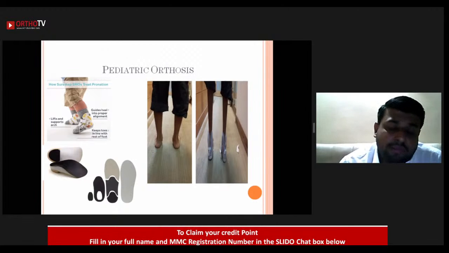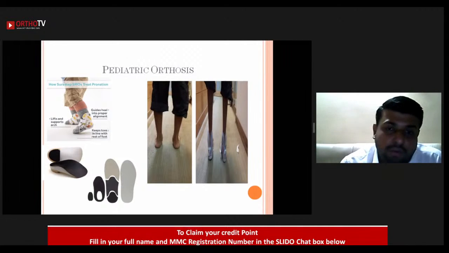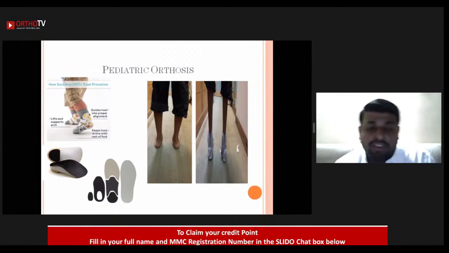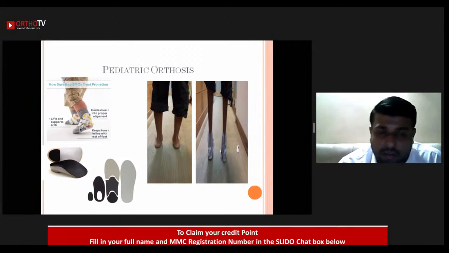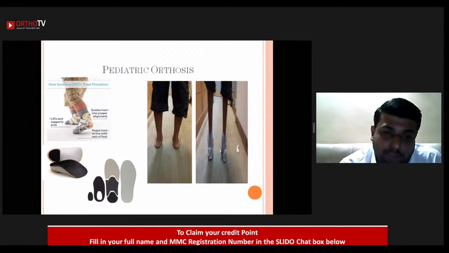When the patient is 17 to 20 years old, we have to stick to rigid insoles like UCBL supports, in which our main objective is to transfer weight to the lateral aspect of the foot. Correction is not the motto, but prevention, as he has already achieved skeletal maturity. Supramalleolar orthosis tries to lift the arches, guide the heel into proper alignment, and keep the toes in the rest of the foot. Now coming to the semi-rigid insoles, which are used basically for sports shoes.